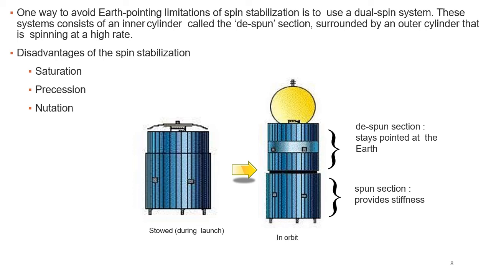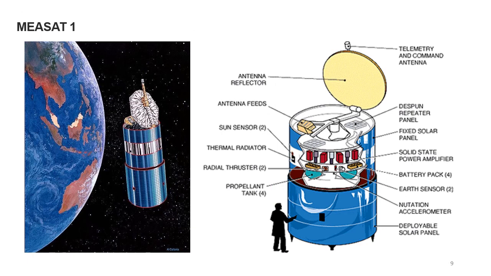To allow for antenna and sensor pointing, the despun section rotates at a rate to keep them pointed at Earth. For example, if a spacecraft is in GEO orbit, the despun section rotates at orbit rate, or once every 24 hours, keeping the antenna or other sensor focused on Earth. An example of the dual spin system is our MESAT-1 satellite.